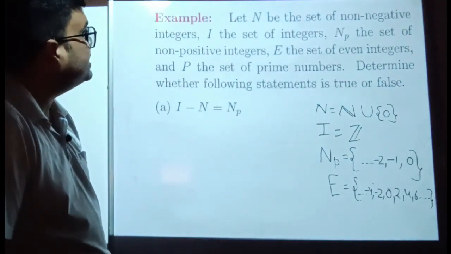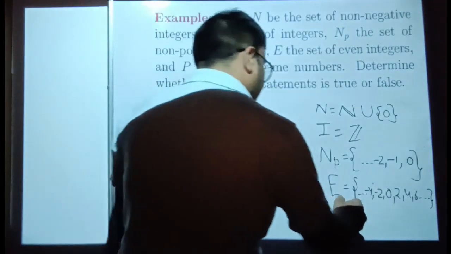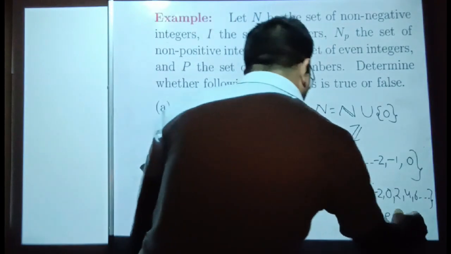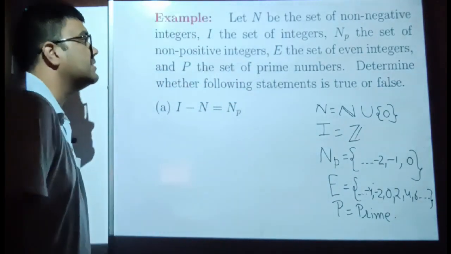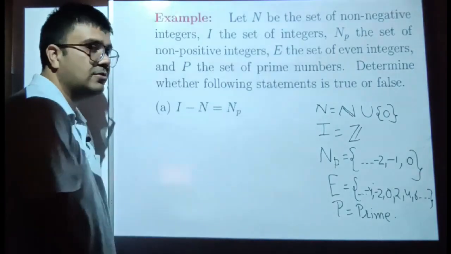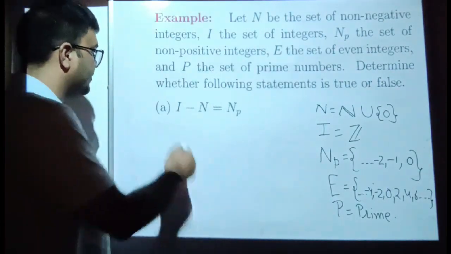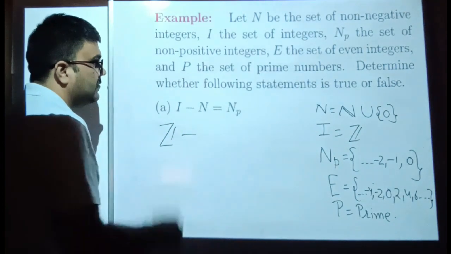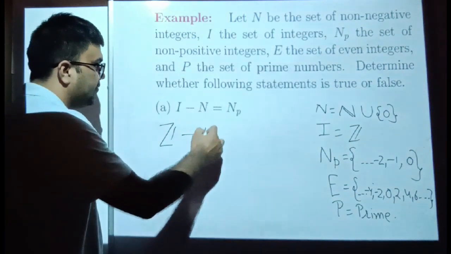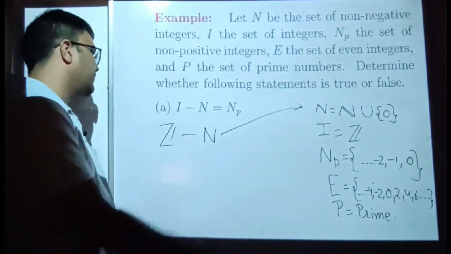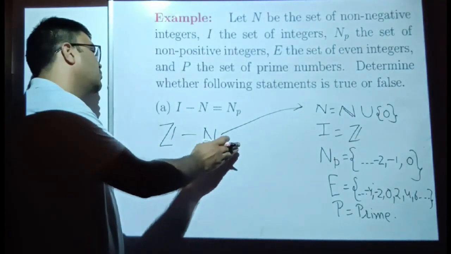And P is the set of prime numbers. Determine whether the following statements are true or false. So first is I minus N is equal to NP. What is I? I is the set of integers. From the set of integers, we are removing N.